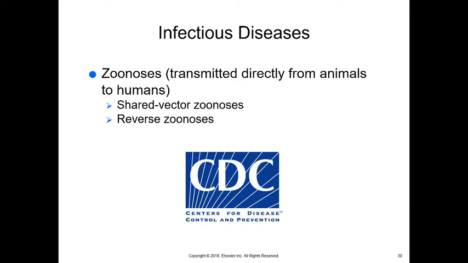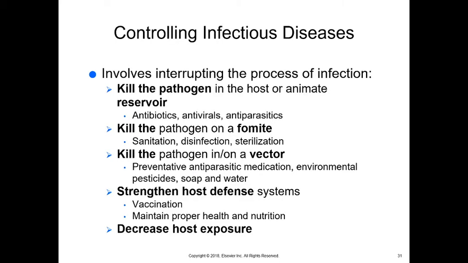Ticks are vectors of diseases. Mosquitoes are vectors of diseases. Lyme disease is a shared vector zoonosis. We don't get it directly from animals. We get it from a tick, and animals can get it from a tick as well. So those are different infectious diseases and different ways that we have zoonoses. The Centers for Disease Control and Prevention helps us to understand that. It's a really good site to go to if you're trying to understand certain diseases.